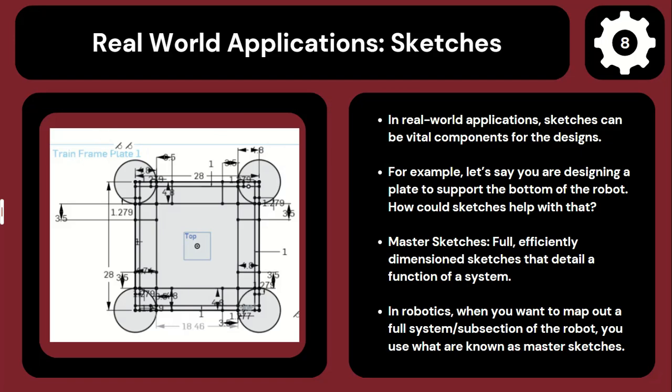In robotics, we want to map out the full systems as subsections of a robot. You want to use master sketches. So when we want to do this, we use master sketches. These are really, really important features of robots, and really important features of designs, even. Forget robots.